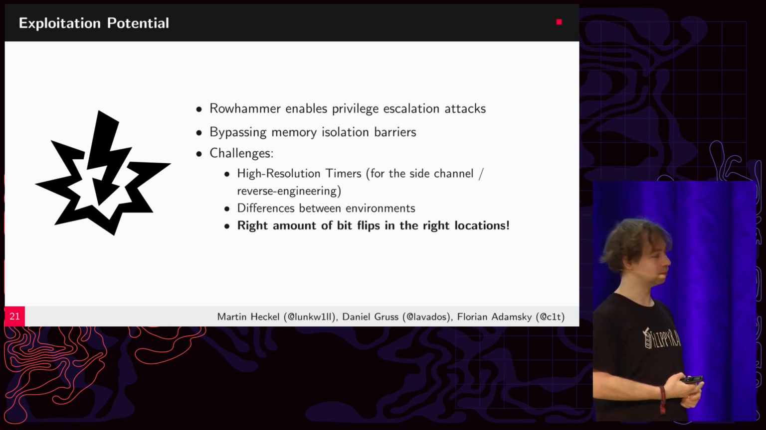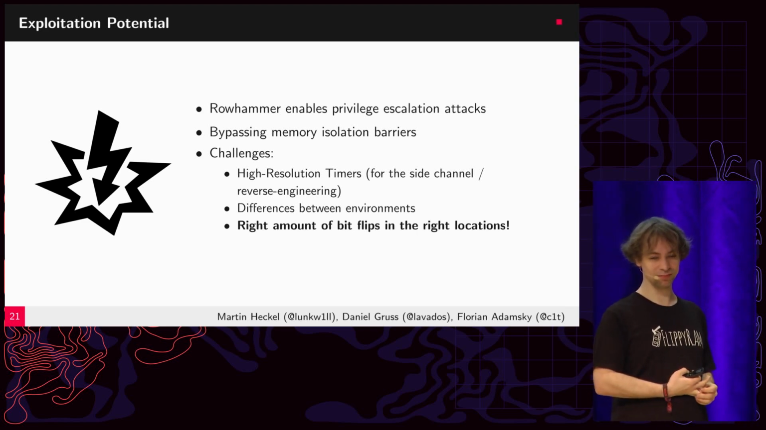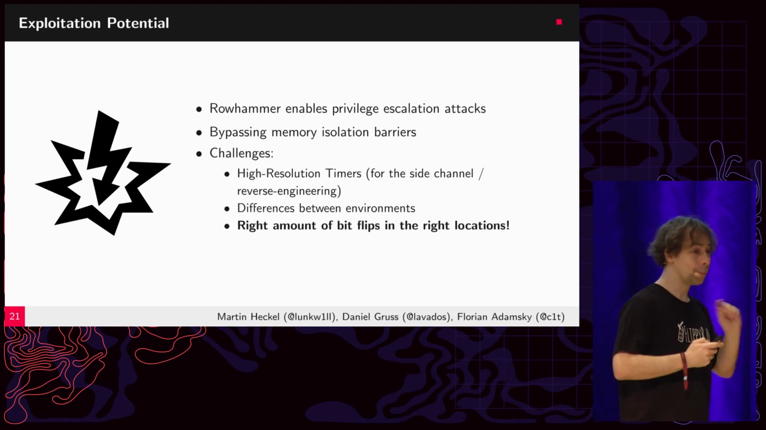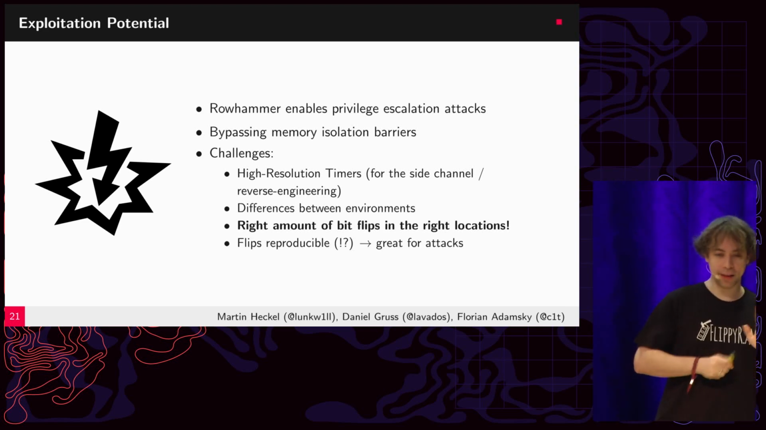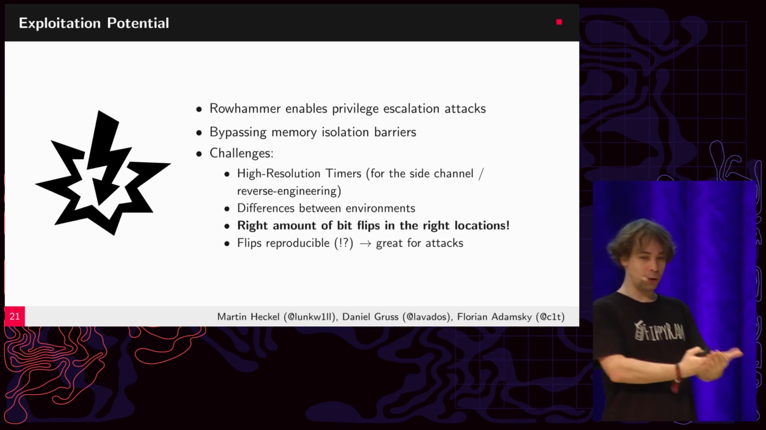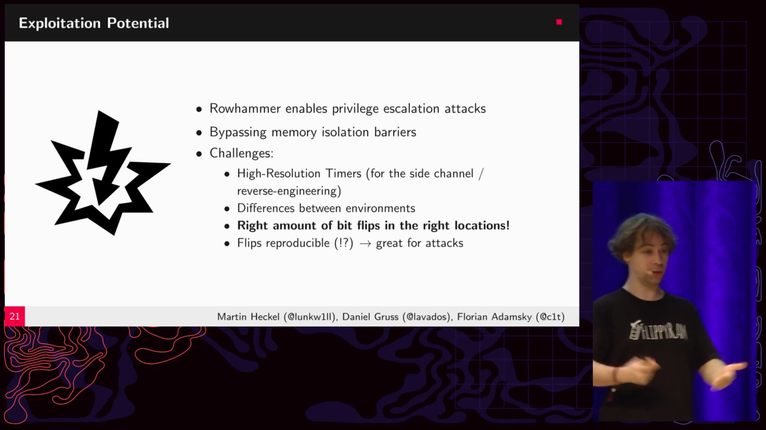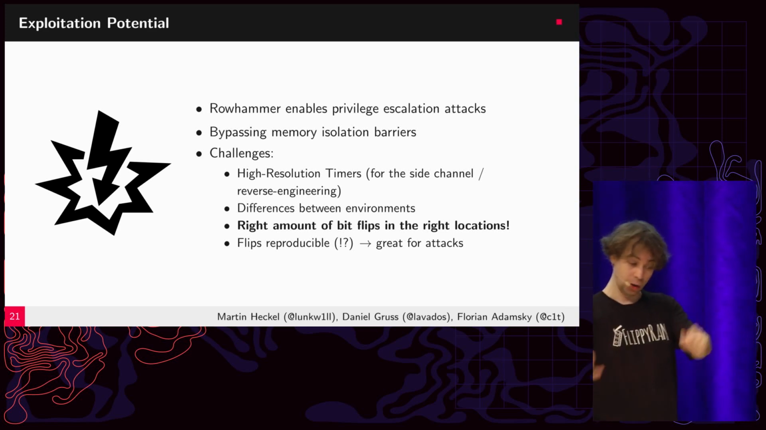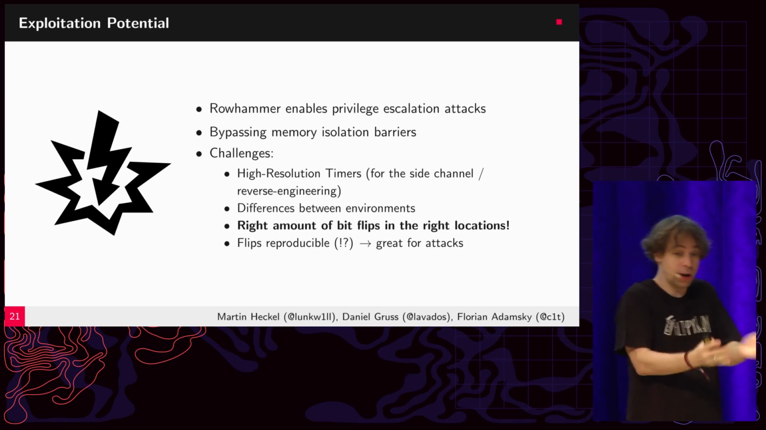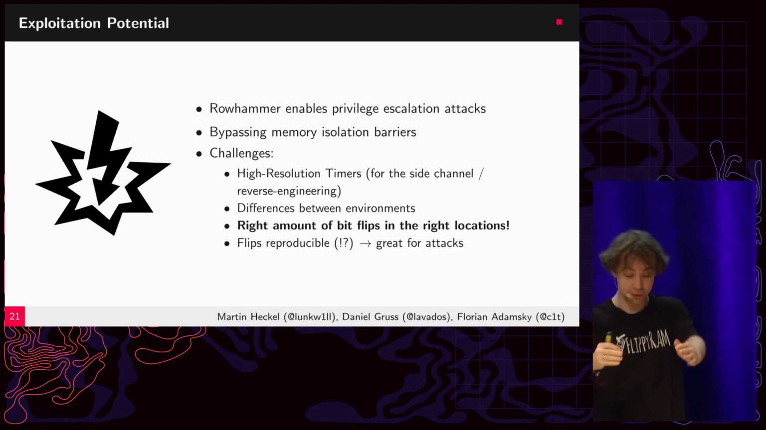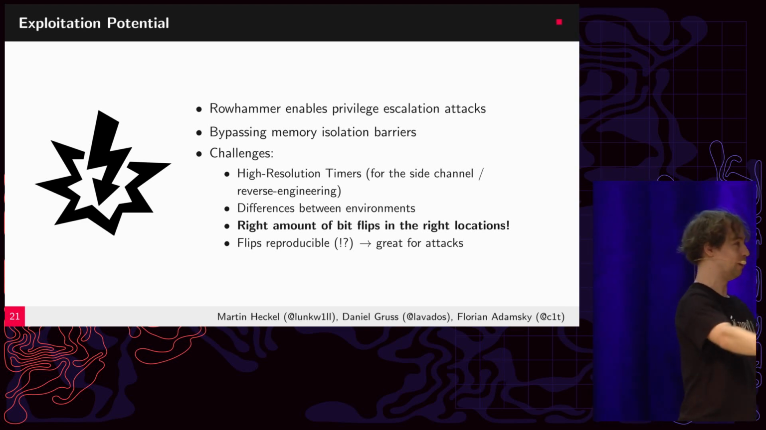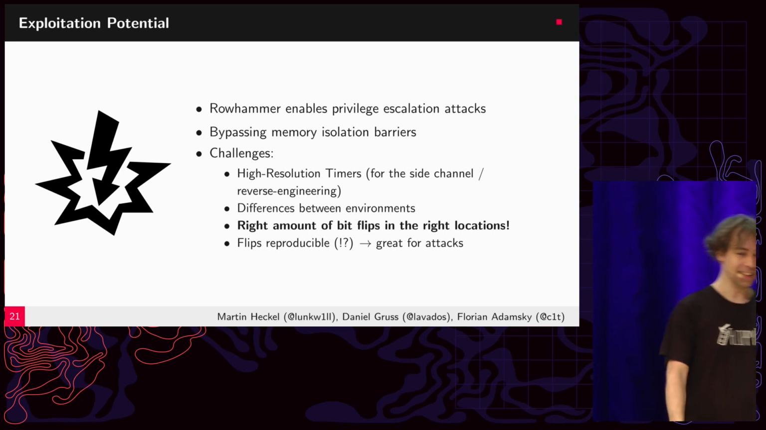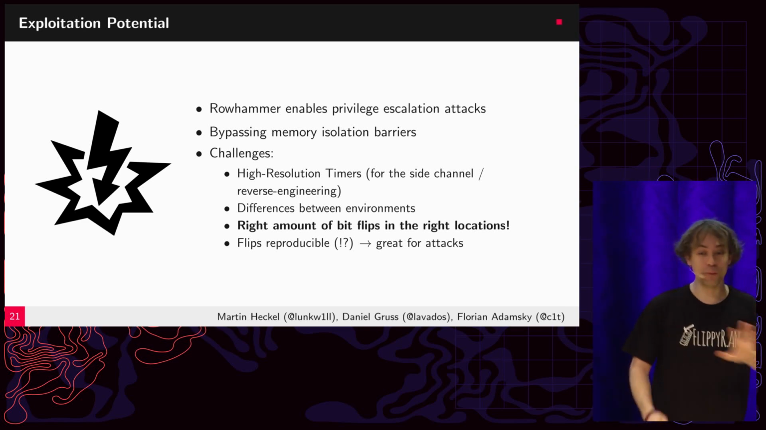But let's just assume we solve all of these problems. We still have to somehow get the correct amount of bit flips in the correct locations, which I think is pretty hard. But there are several papers that looked at that, and usually they all say bit flips are reproducible. So if you find a bit flip in one location and you hammer the same locations again, you will get the same bit flip again. So that's great for attacks. You just template, find the right bit flip, hammer again, bam, you're in. Easy, right?